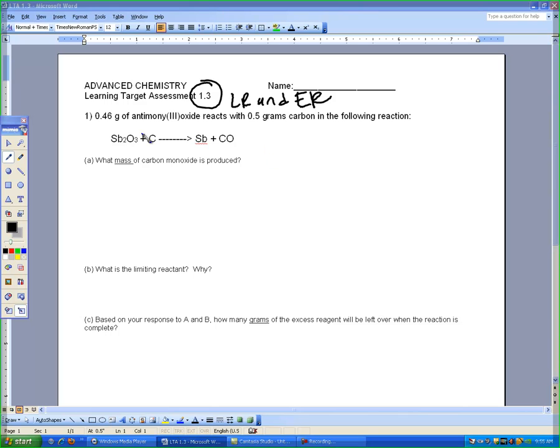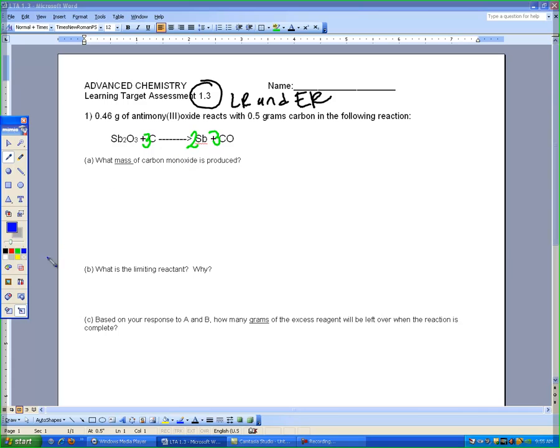So here's our information about this particular reaction. I've got 0.46 grams of antimony 3 oxide and 0.5 grams of carbon. First thing that you want to do here is definitely balance this. So I've got 3 oxygens here. If I make this a 3, then that gives me 3 carbons, and then I got to take care of my antimonies, which are 2. So that's definitely the first step.